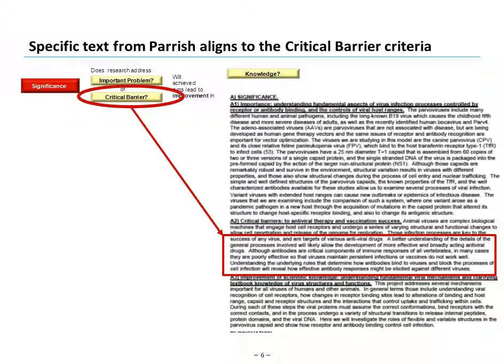Although antibodies are critical components of immune responses of all vertebrates, in many cases they are poorly effective so that viruses maintain persistent infections or vaccines do not work well. Understanding the underlying rules that determine how antibodies bind to viruses and block the processes of cell infection will reveal how effective antibody responses might be elicited against different viruses.